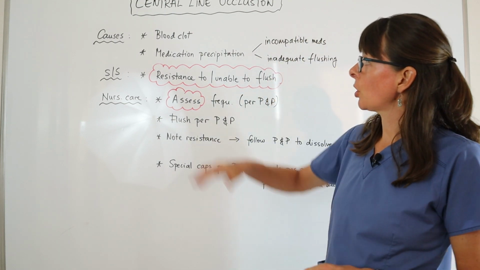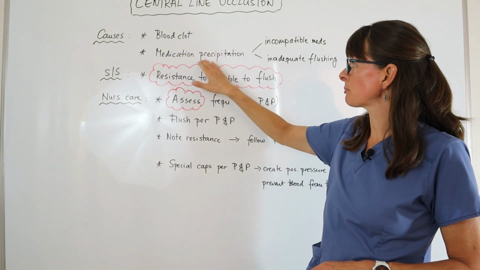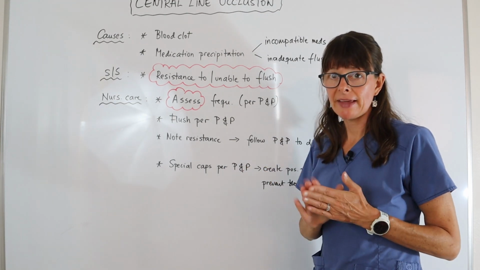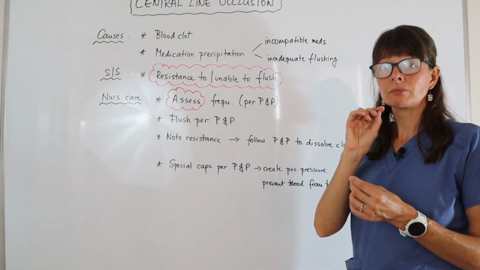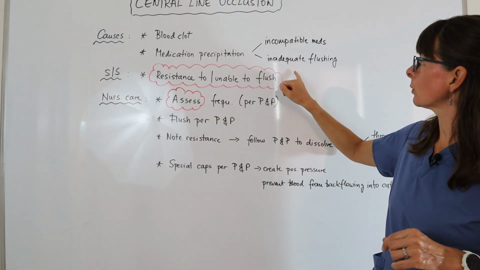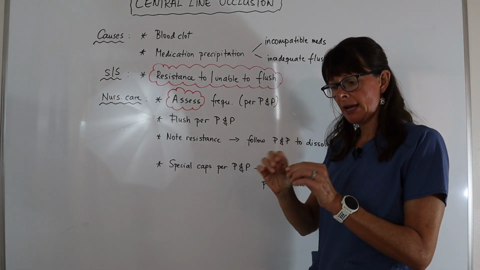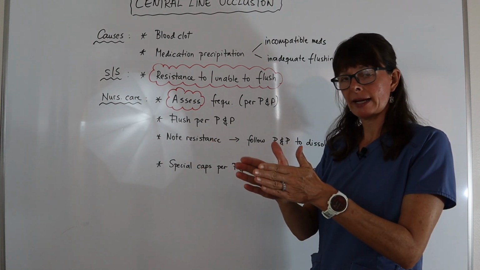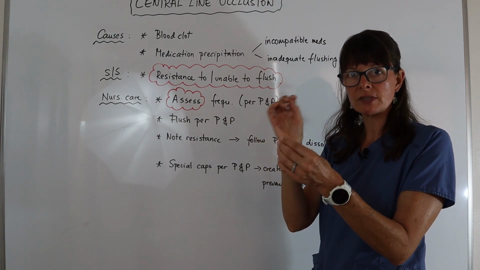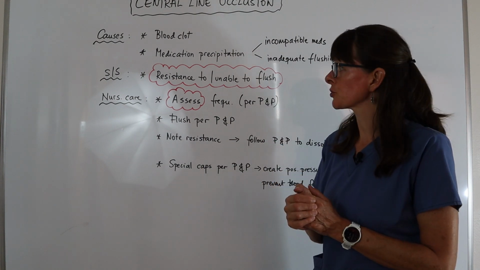Number one, causes for central line occlusions can either be a blood clot or medication precipitation in the line, so medication that has built up there, and that is usually because we have not flushed the port or the length of the central line adequately, or because incompatible medications have been administered and they're now sitting in that IV line together and they're incompatible, forming some sort of crystals, and therefore we cannot push any more medication or even a simple normal saline flush through it.